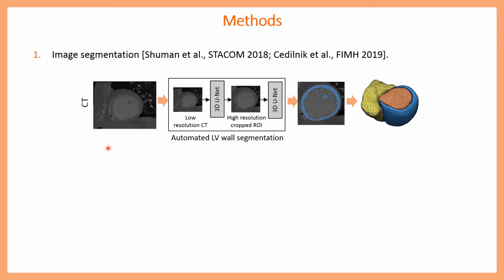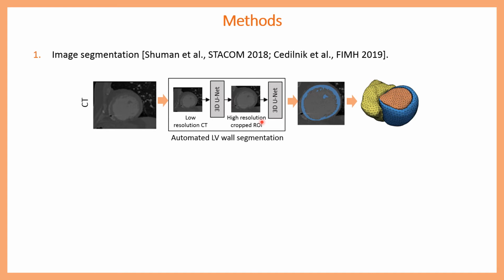We start by automatically segmenting the CT image using a deep learning-based method described in these two papers. Briefly, the method is based on the concatenation of two 3D U-Net networks, the first one using a low-resolution version of the initial data to locate the ventricles and crop the image accordingly. The second network is used to segment the ventricles from the corresponding high-resolution cropped images.